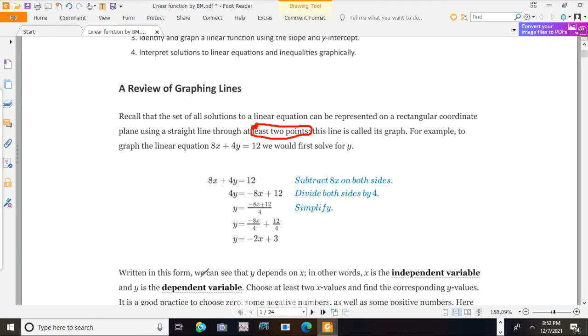Writing this form, we can see that y depends on x. Given any real value for x, you can determine y. In other words, x is the independent variable and y is the dependent variable. Okay, dependent and independent variable.